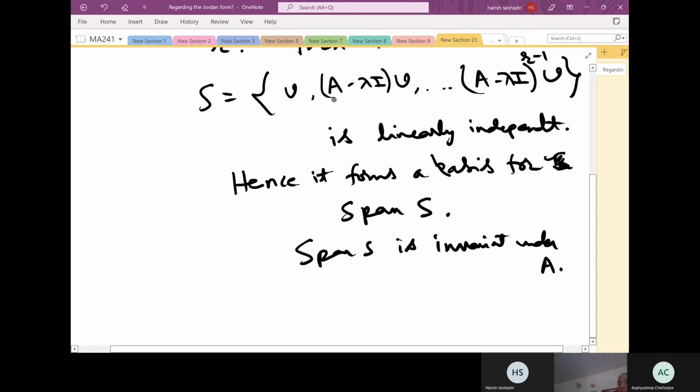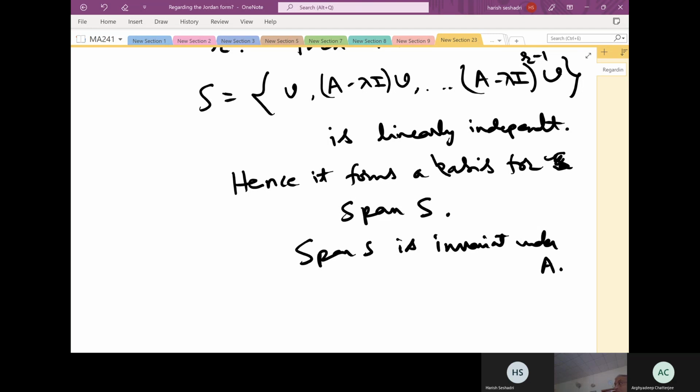So the moment you know it forms a basis, you can immediately see what the matrix is going to look like. If you think of it as a linear transformation, A will take span S back to itself, because it's invariant. And in this basis, it's precisely going to look like the Jordan block. That's where that specific form comes from. That part of the exercise is easy. The difficult part, which would require a bit more work, is to see that the whole vector space can be written as a direct sum of these things.